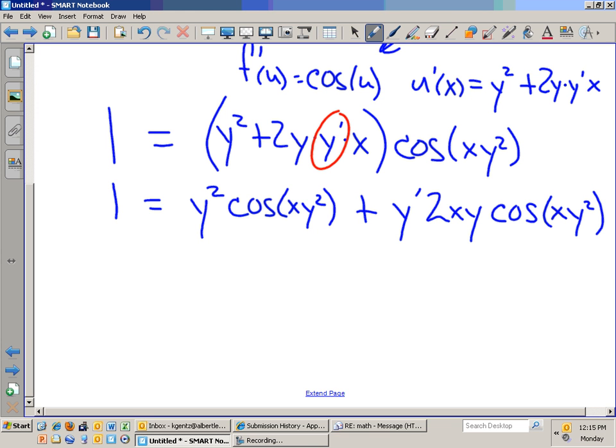So shh. Let us focus to the task at hand. Here's all I did. I distributed. I took the cosine of xy squared and distributed it to y squared and a 2y prime x. I get this. I distributed the cosine of xy squared to both pieces. I did it because I want to get y prime by itself.